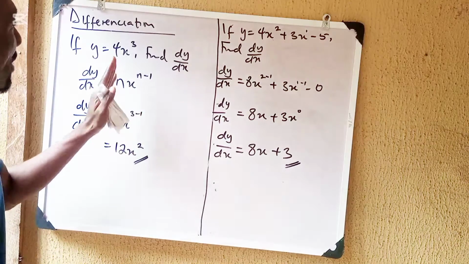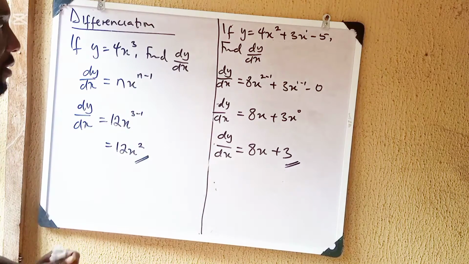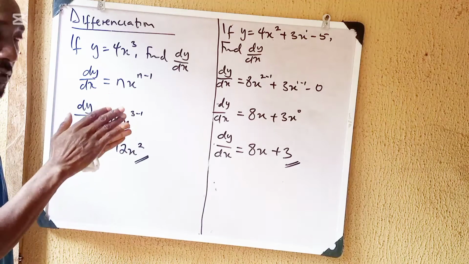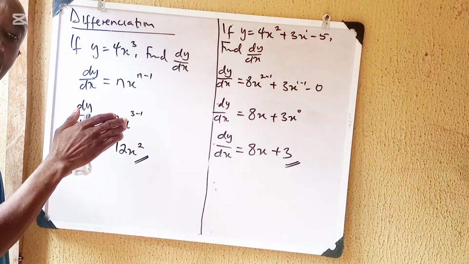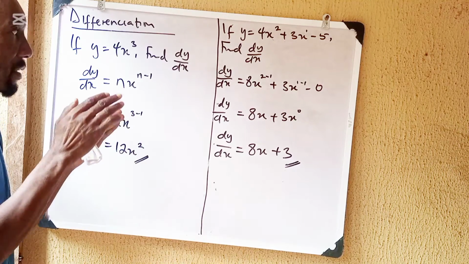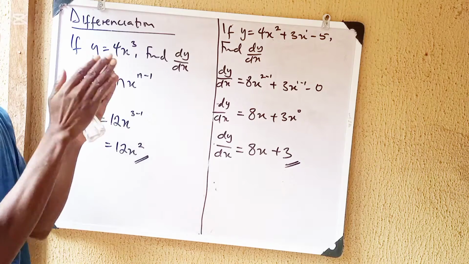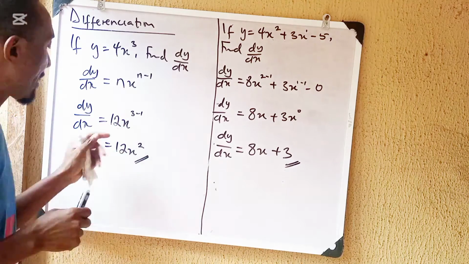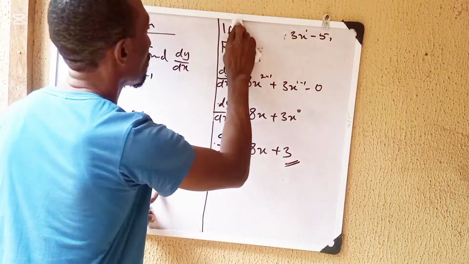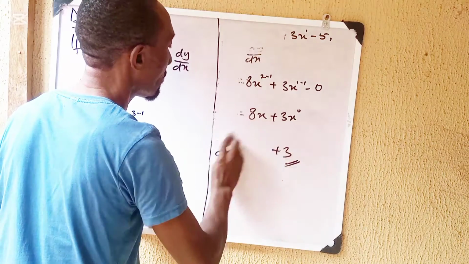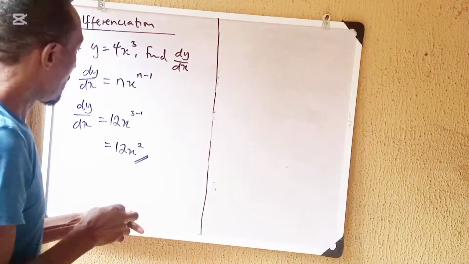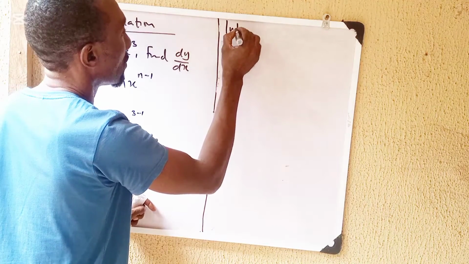Okay, now let's bring up integration, and you see clearly why I will tell you that differentiation is the reverse of integration. In other words, differentiation can be said to be the opposite of integration. Let's use this example to prove that. Let me clean the side and we'll talk about that. Now, integration.